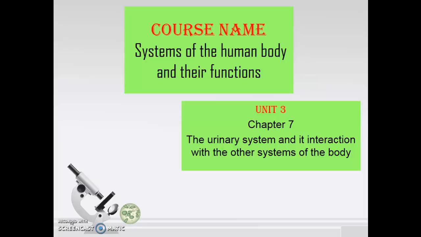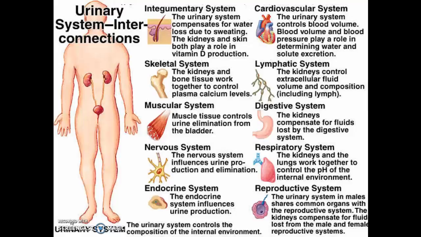But before we move to the next slide, let me tell you something about the excretory system. The kidney is the primary excretory organ in humans, and skin and lungs aid in excretion, but they are secondary excretory organs. The primary excretory organs are the kidney, ureter, urinary bladder and urethra. Now let's move to the next slide and see how the urinary system or excretory system interacts with the other systems of the human body.